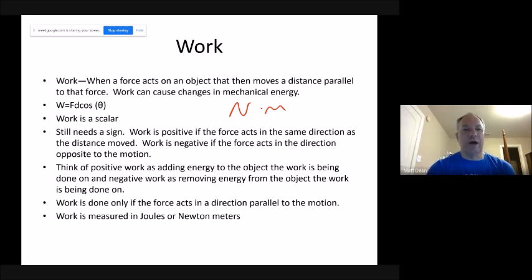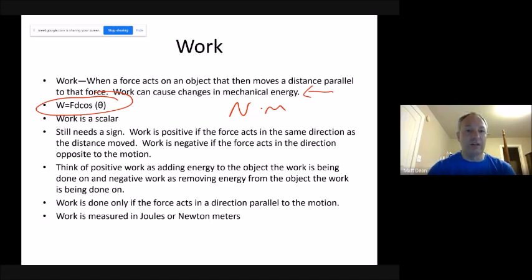So this unit's also a lot about work. So work is when a force acts on an object and it moves a distance parallel to the direction of the force. Work causes changes in kinetic energy. That's a big idea in AP Physics 1. Here's our equation for work. So it's force times distance moved times the cosine of theta. Theta is the angle between the direction of the distance and the direction of the application of the force. So it's the angle between the direction of the force and the direction of the movement.